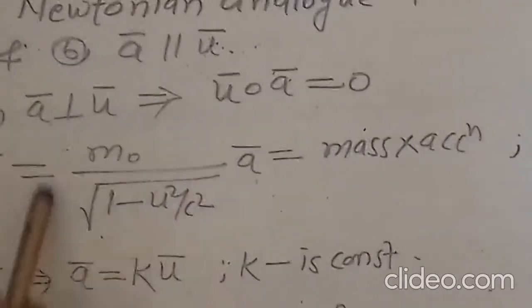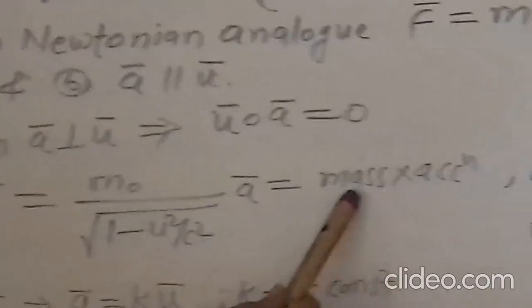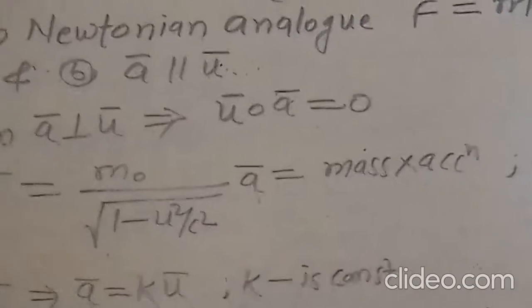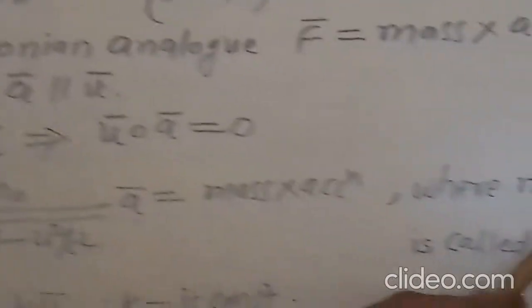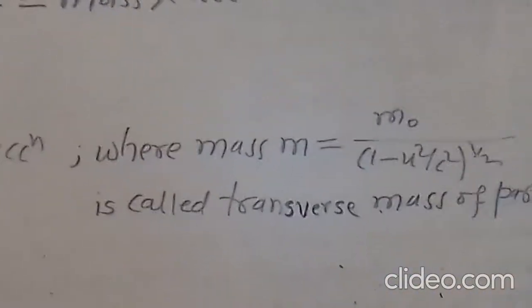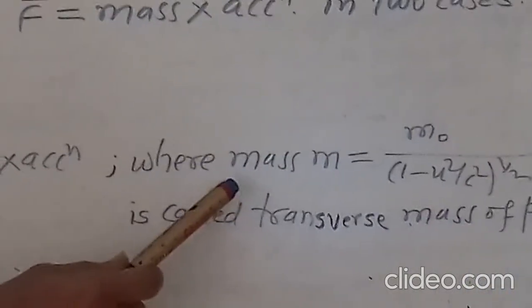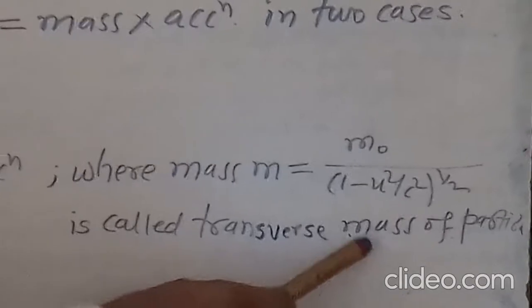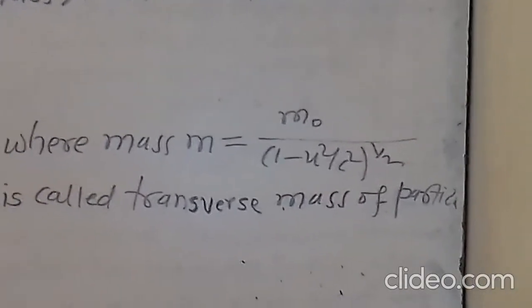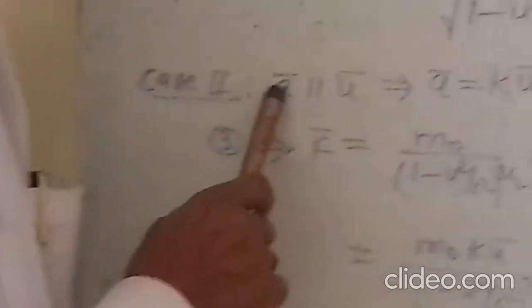So this first term is nothing but the mass multiplied by acceleration, where this mass m is m naught upon 1 minus u square by c square raised to power half, and this mass is known as the transverse mass of a particle. Now we consider the second case. Our second case is whenever a bar is parallel to u bar.